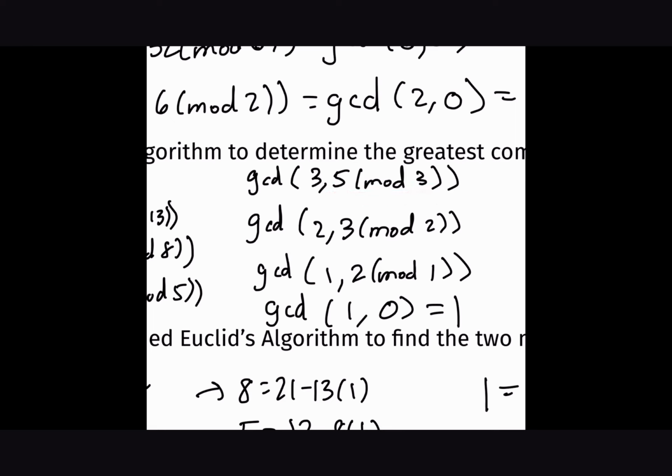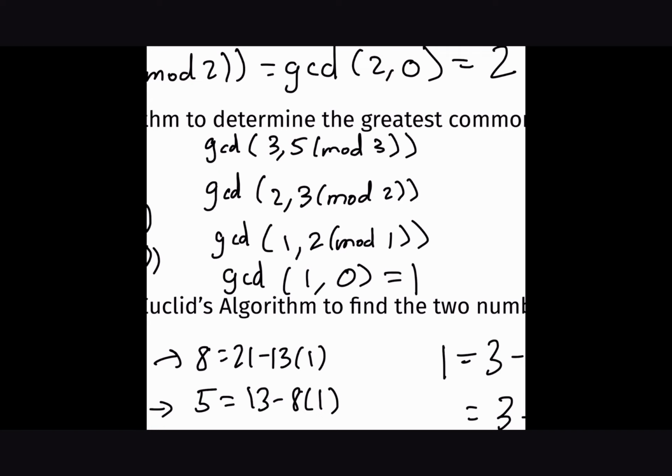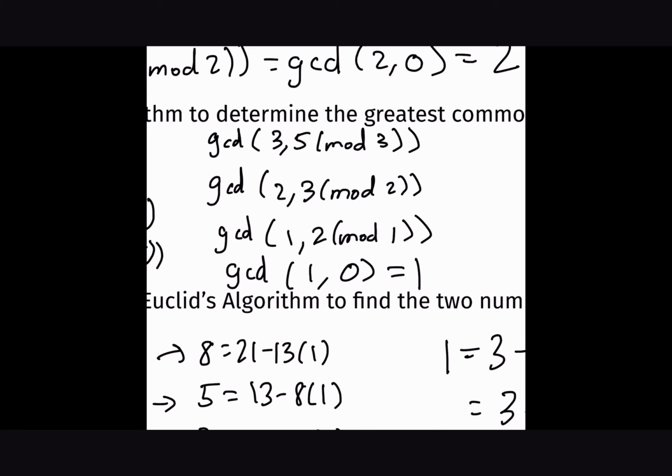We get 2 in that case, so we get GCD of 2, and then we take the remainder again, 3 mod 2, which is 1, flip it around, get 1 here, and then we do 2 mod 1, which is 0. Once we hit GCD of 1 and 0, we know that 1 divides both 1 and 0, thus the GCD is 1.